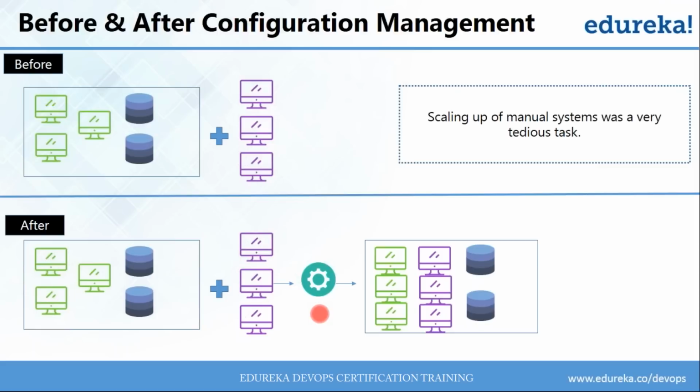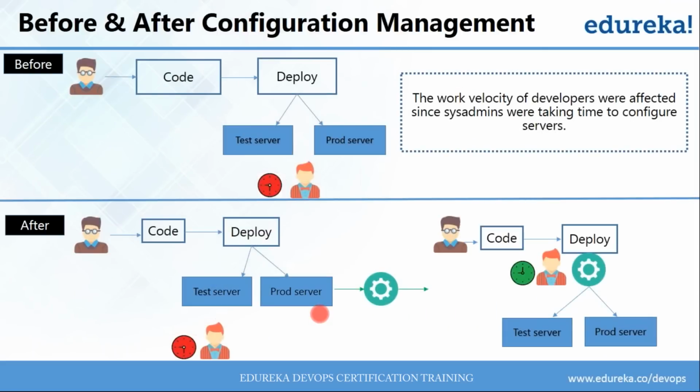So let us take a look at the third problem. The third problem was that the work velocity of the developers was affected because the system administrators were taking time to configure the servers. After the developers have written code, the next job is to deploy it on different servers, like test servers and production servers, for testing it out and releasing it.